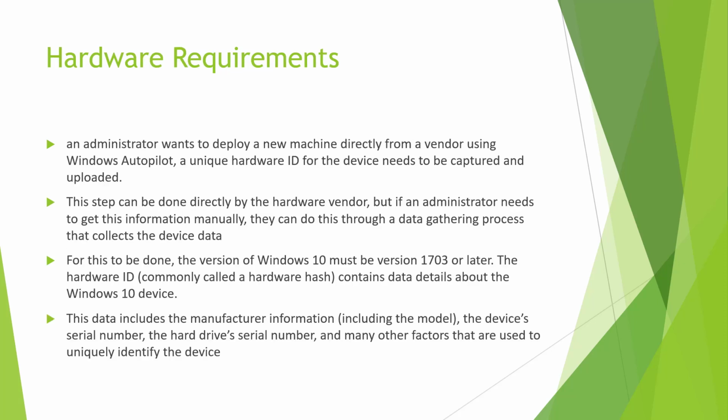Administrators want to deploy new machines directly from the vendor using Autopilot. Essentially, a unique hardware ID for the device will need to be captured and uploaded, and then you can push it. For this to be done, Windows 10 must have a newer version, anything above 1703 or later, as well as the common hardware ID. This is also known as a hardware hash. This will contain the data about the Windows 10 device. This data will include manufacturing information, make, model, serial number, things like that.